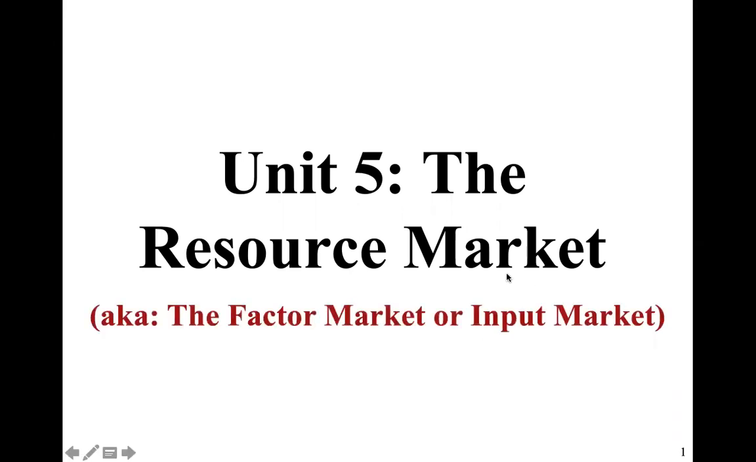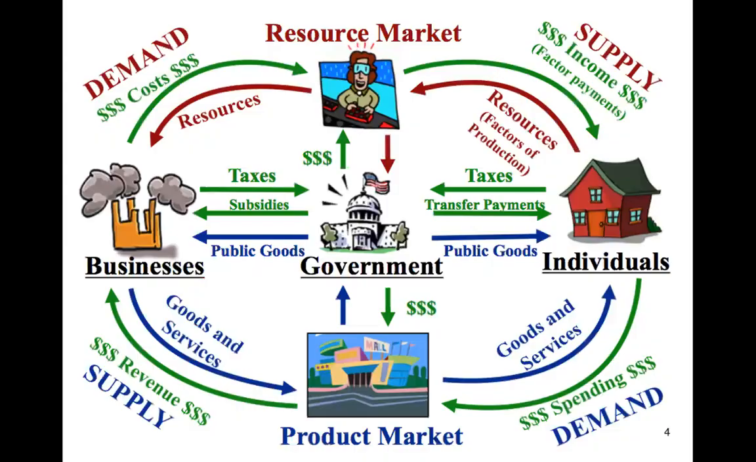We're looking at the market for resources. In addition to the resource market, other resources may call this the factor market or the input market. This is all the same thing. It's the factors of production, aka inputs, aka resources being bought and sold by firms and individuals. If you look at the circular flow, we're up here in the resource market today.